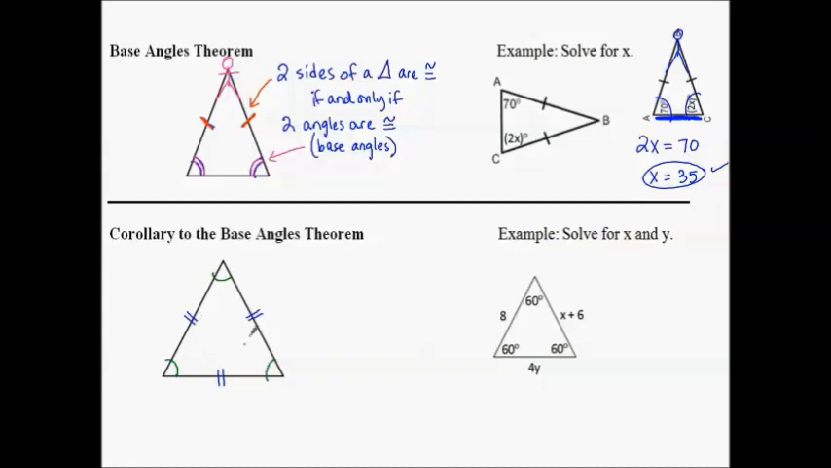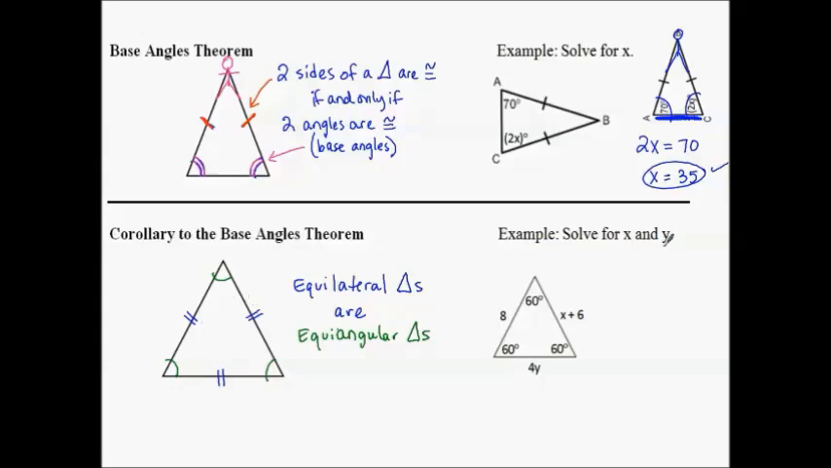So what does it mean when I have three congruent sides? That's an equilateral triangle. Now if all three angles are congruent, that's called equiangular. So equilateral triangles are equiangular triangles. I cannot have one without having the other. Equiangular triangles are equilateral triangles.